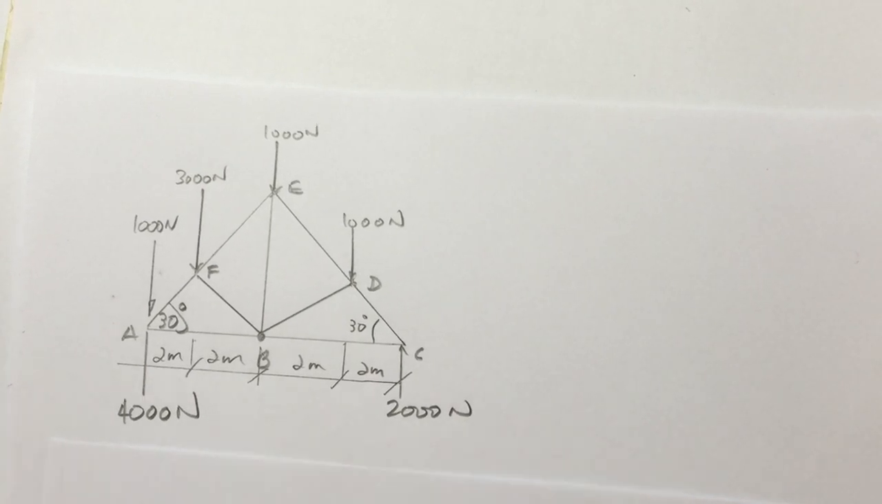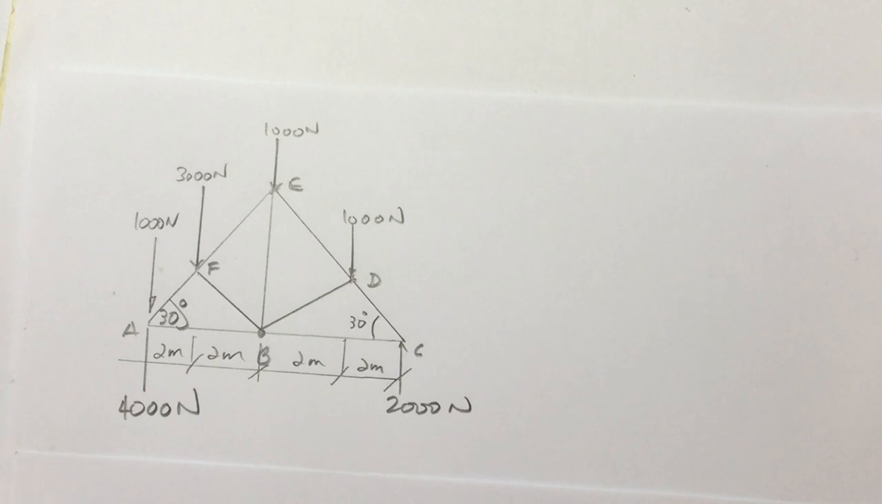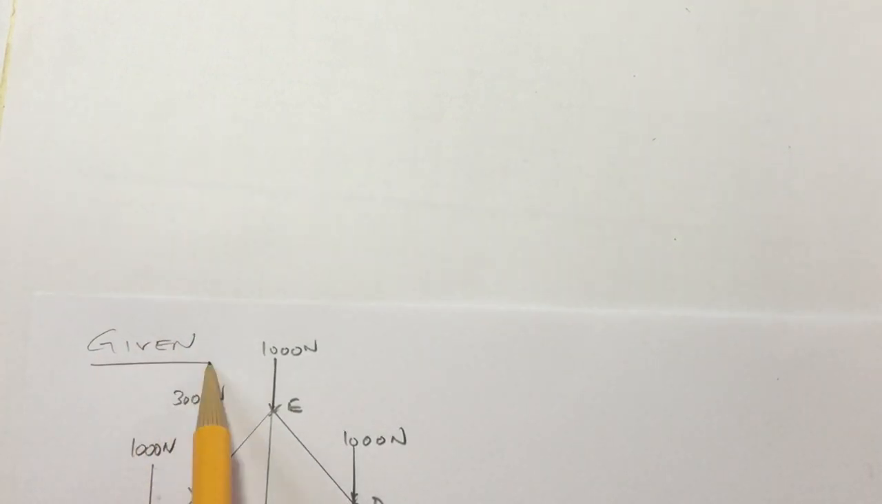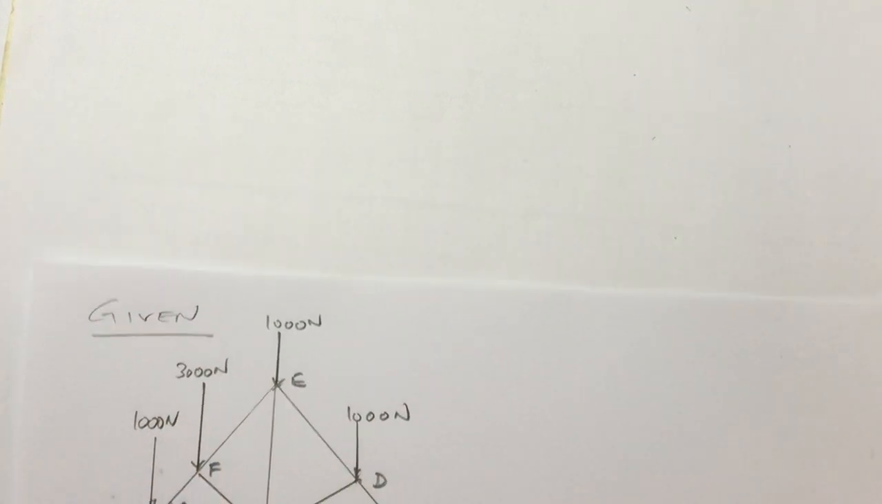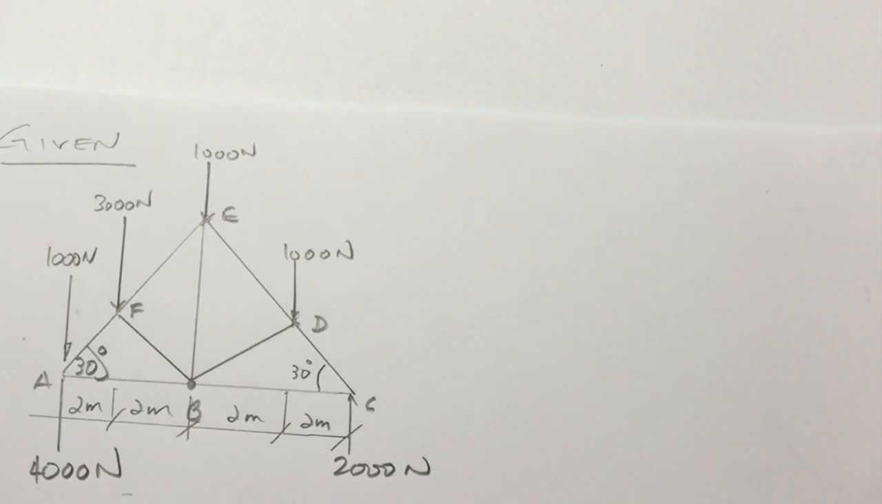So let's do this problem, and I'm going to work it out, and it's going to be a little longer because I want to explain to you some very important approaches to analyzing these trusses. In this particular problem, we're given several loads that are applied to the truss. There were supports at A and C, and the problem statement already calculated those reactions for us. So they are 4,000 and 2,000 newtons.